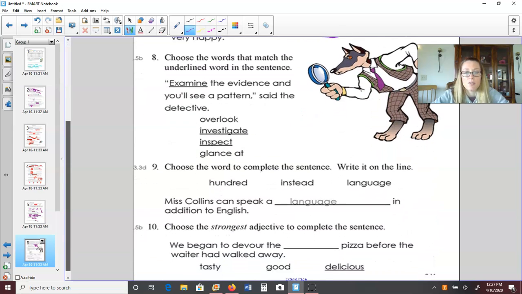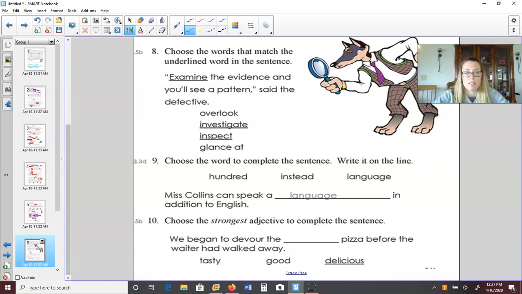Number 8, choose the words that match the underlined word in the sentence. Pay attention, choose the word, so there should be more than one. Examine the evidence and you'll see a pattern, said the detective. Examine. What does examine mean? Some clue words, evidence, detective. Does it mean to overlook it, to kind of not pay attention to it? Investigate, inspect, or just to glance at? Well, you can see our 2 answers here in the middle. Examine means to investigate, or inspect, meaning looking closely.